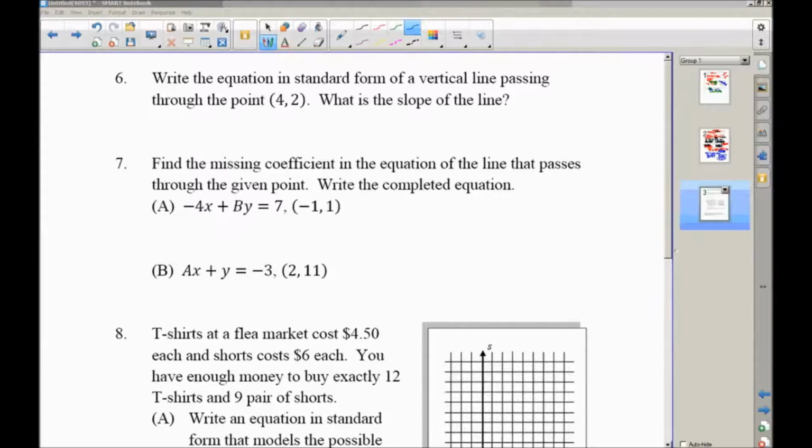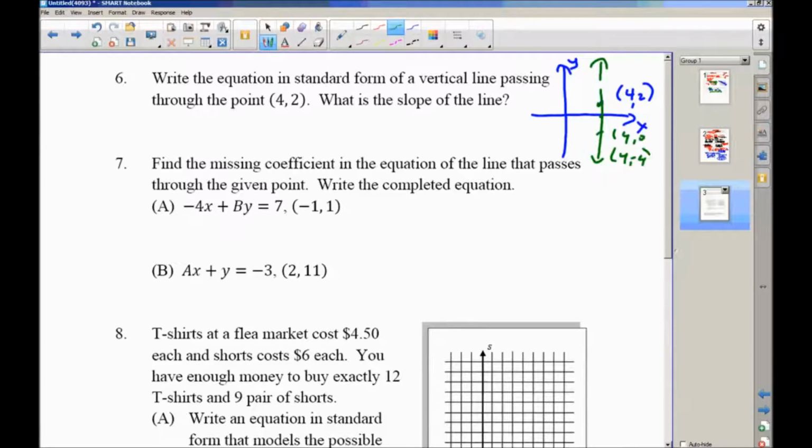Number 6, write the equation in standard form of a vertical line passing through the point (4, 2). What is the slope of the line? So I'm going to make a little graph just to remind myself about vertical lines. So here's my x and y axis. (4, 2) would be about right here. And we're supposed to have a vertical line, so that's an up and down line. And all of the points on this line would be (4, 0), maybe (4, -4).